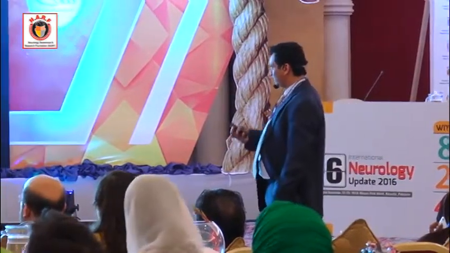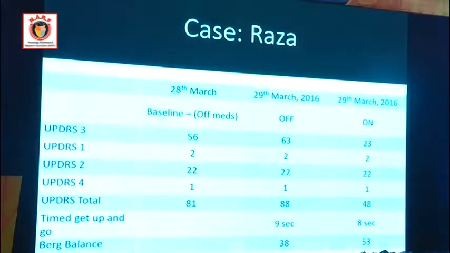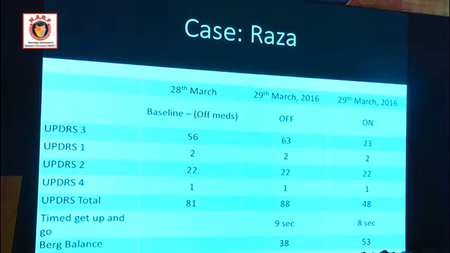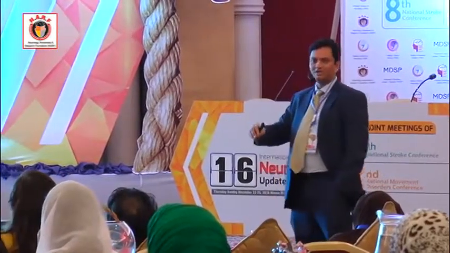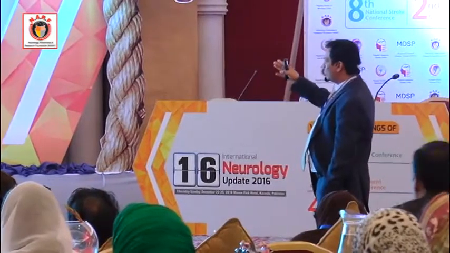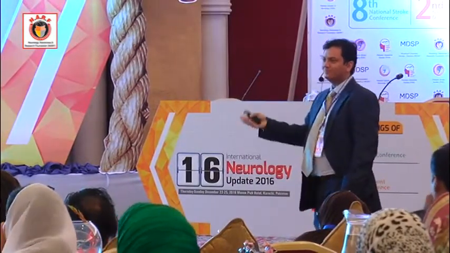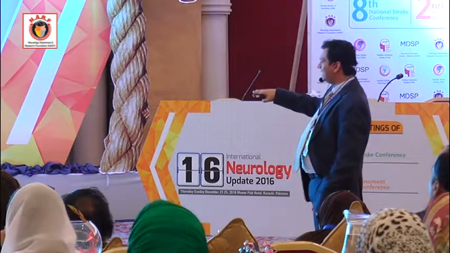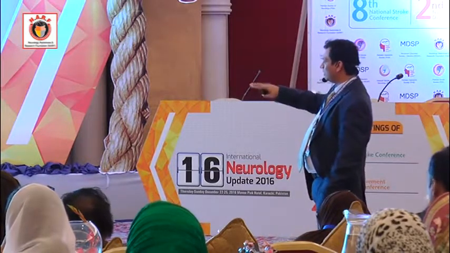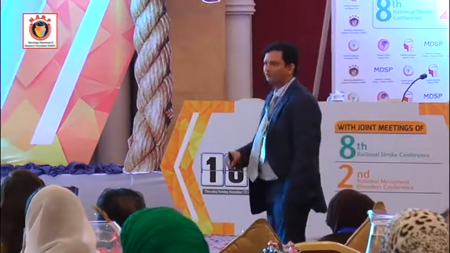At baseline during the clinic visit, his UPDRS part III score was 56, and with the other components of UPDRS the total score was 81. And then in the off state, we found in the morning a score of 63, total 88. His timed up and go even in the off state was 9 seconds, and his Berg balance scale was 38, having significant balance problem in the off state. In the on state, his score dropped down to 23, so more than 60% improvement. Total score was 48. Timed up and go was already good at 9, but went down to 8, and Berg balance score significantly improved to 53.